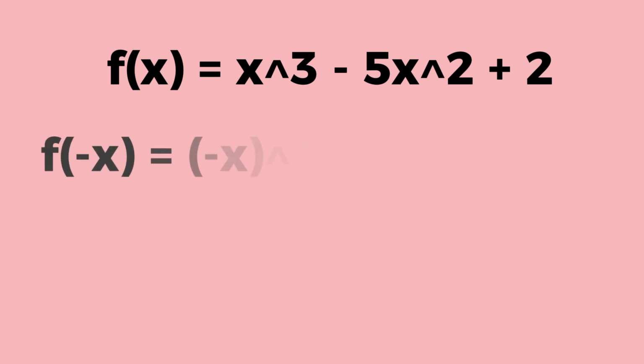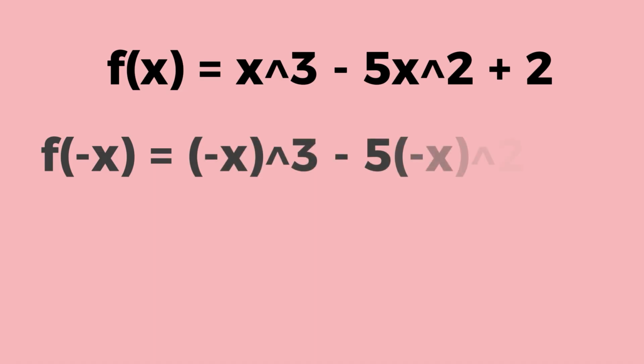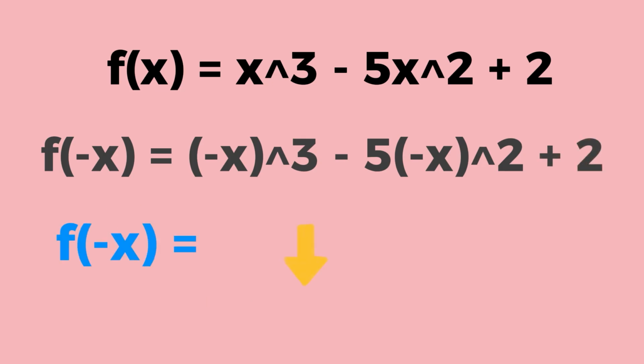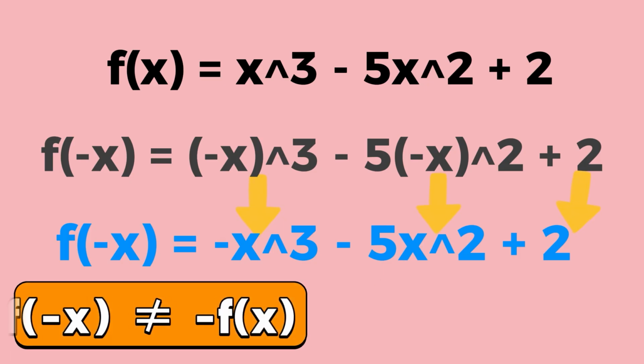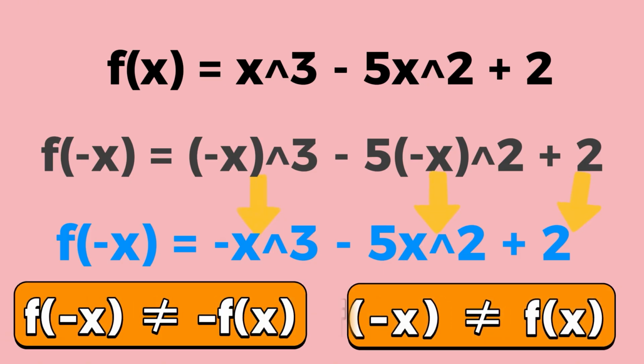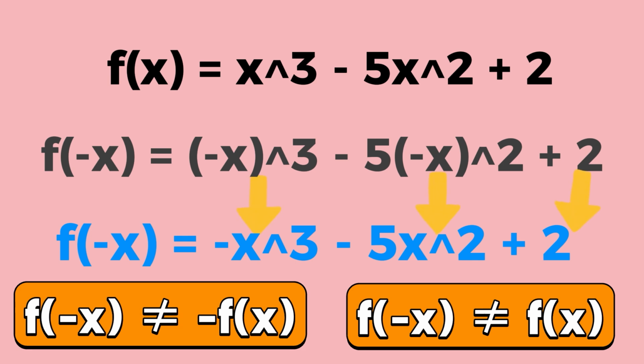Now let's prove it. To prove this, wherever we see x, we replace it with negative x. Negative x to the power of 3 minus 5 times negative x to the power of 2 plus 2. This becomes negative x to the power of 3 minus 5x to the power of 2 plus 2. This function f of negative x is not equal to negative f of x, and it is not equal to f of x. So as a result, this function is neither even nor odd.